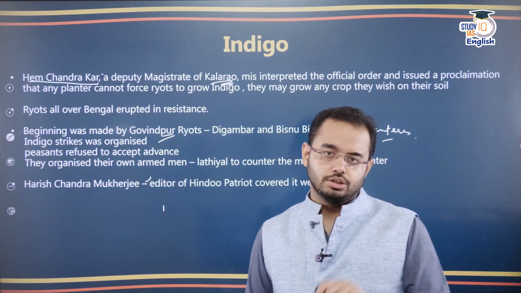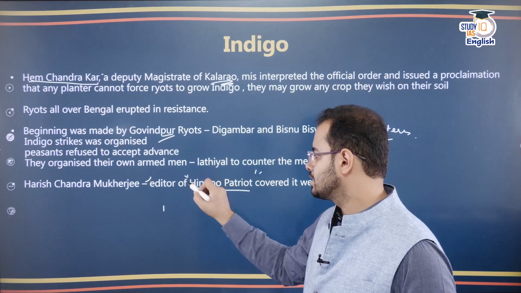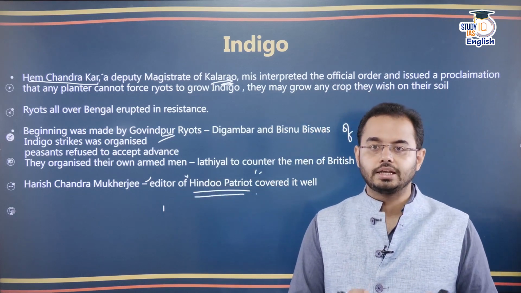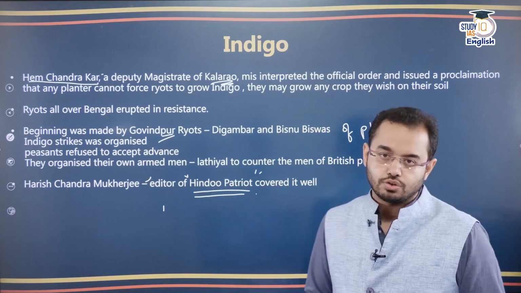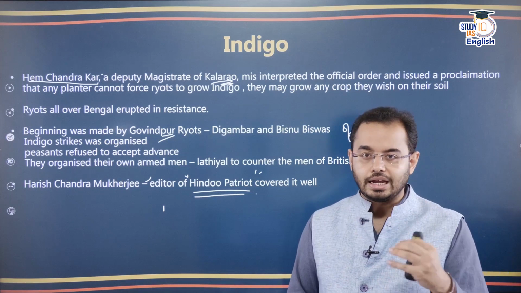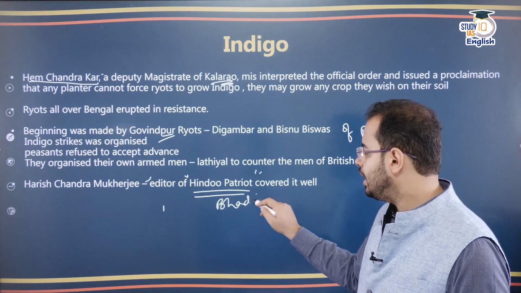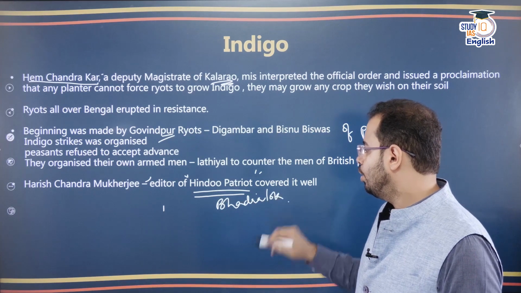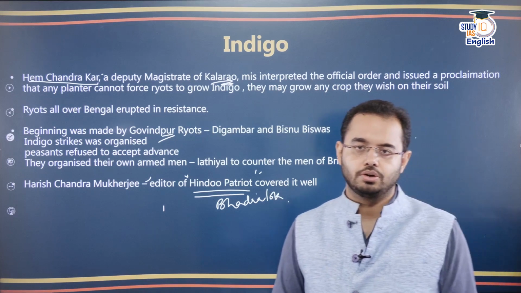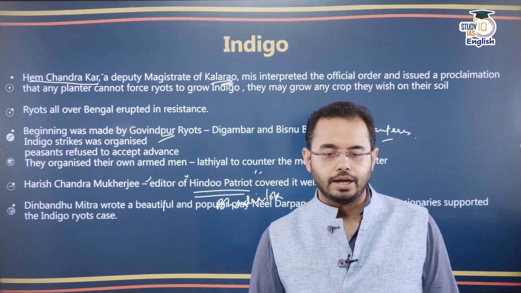Harish Chandra Mukherjee, who had the Hindu Patriot as his newspaper, covered it brilliantly. He covered it well, and he popularized it in the cities of Bengal, particularly in Calcutta. The Calcutta intelligentsia, the Calcutta Bhadralok group, became aware of the peasants' problems in the rural parts of Bengal, and it became a sort of national agenda at that point of time.